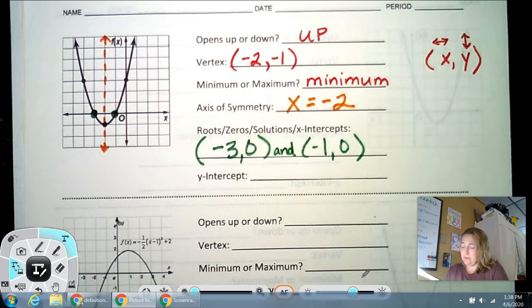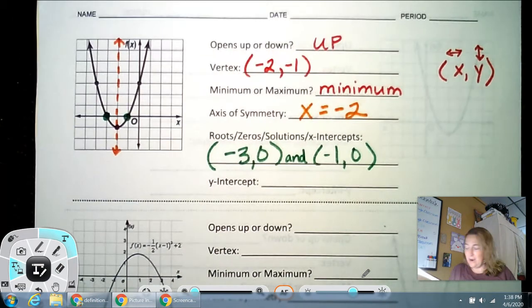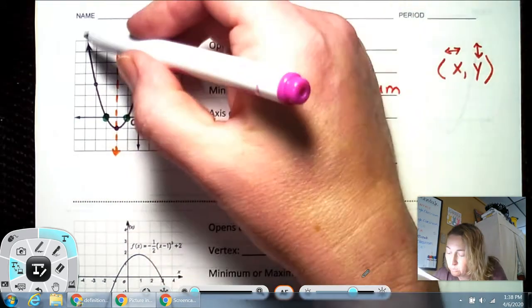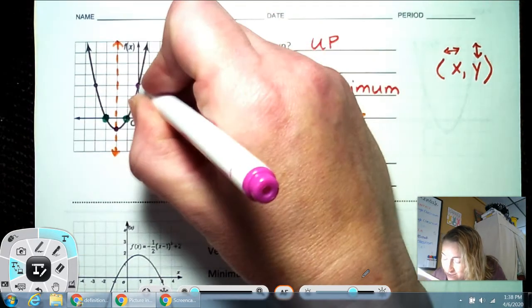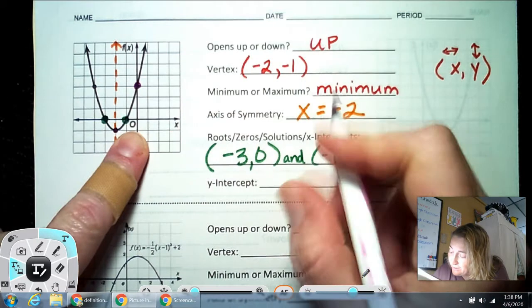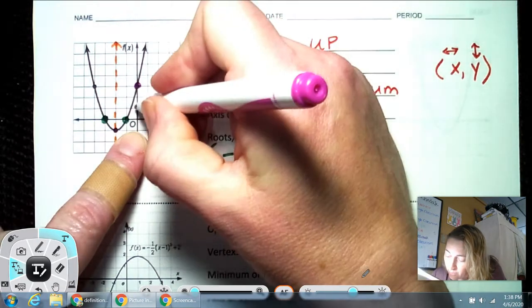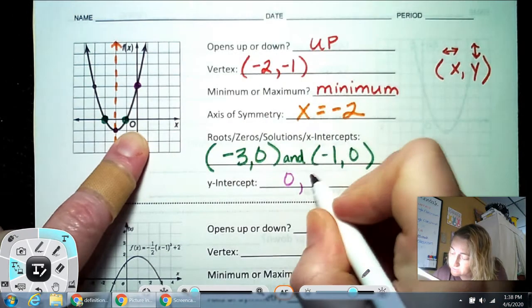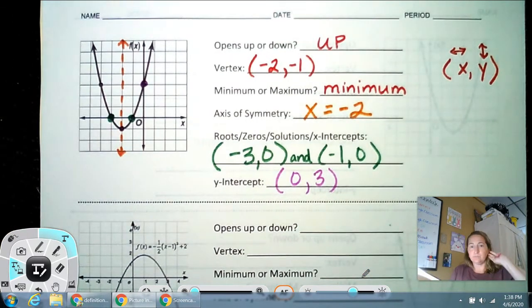And then the last thing I'm looking for is the y-intercept. Okay, so where does my graph hit the y-axis? Well, here's my y-axis right here. So my graph hits here. So I know that my x value is 0 because I don't move left or right. And then I'm going to go up 1, 2, 3. So 0, 3 is my y-intercept.